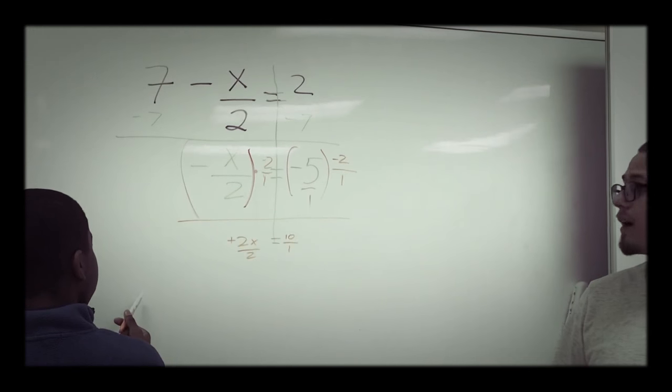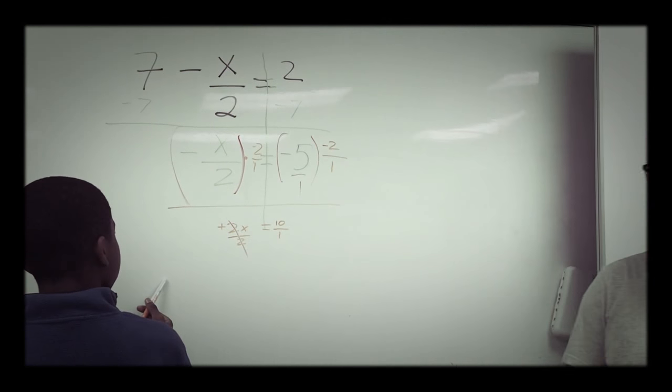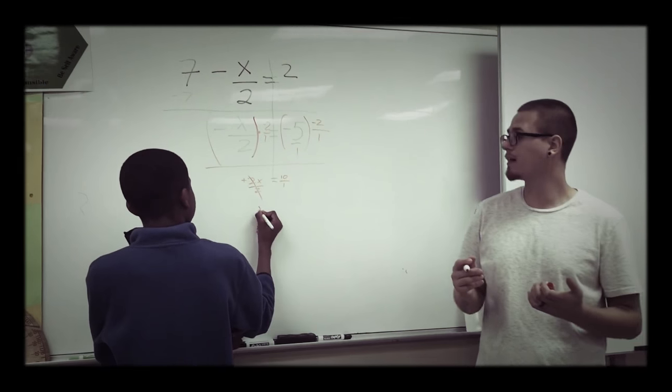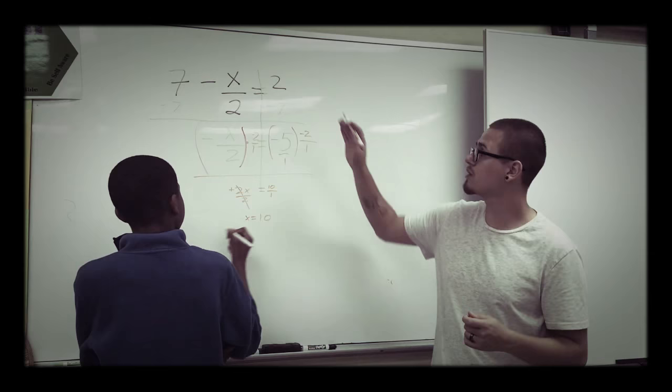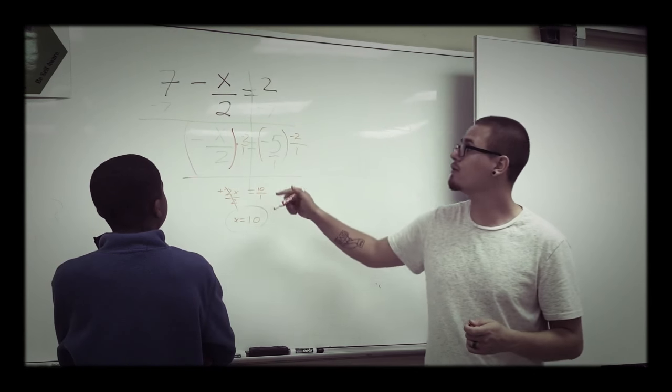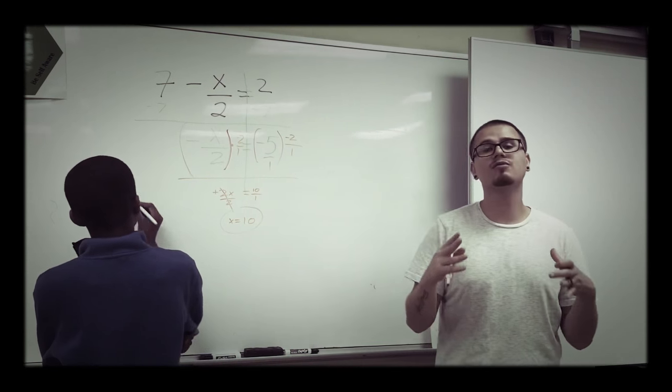So we're going to simplify this. 2 divided by 2 is 1, so we have an x all by itself, and 10 over 1 is just 10. So the solution for this equation, the value for the variable that makes both sides true, is 10.